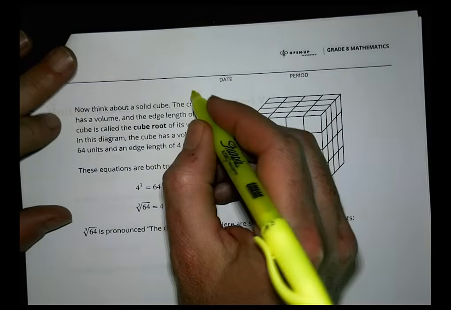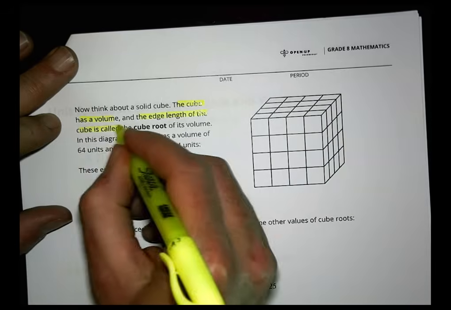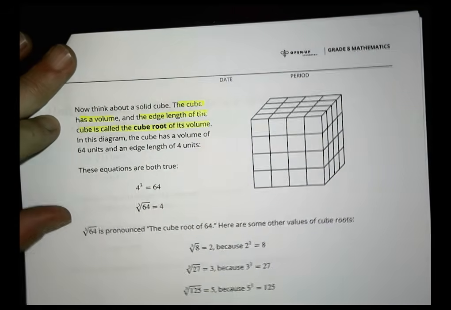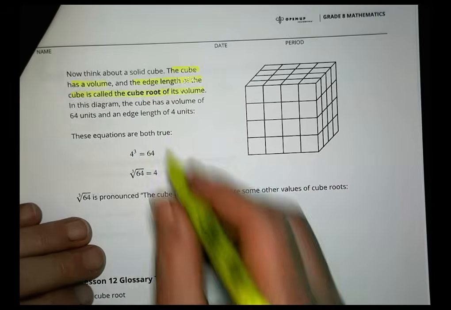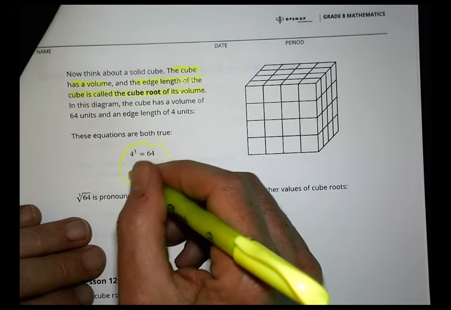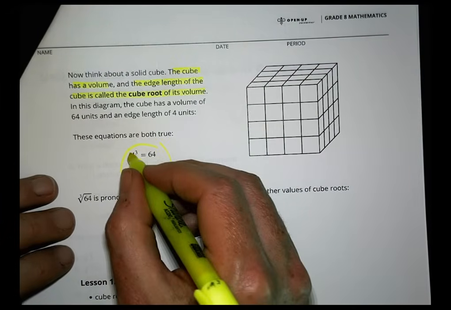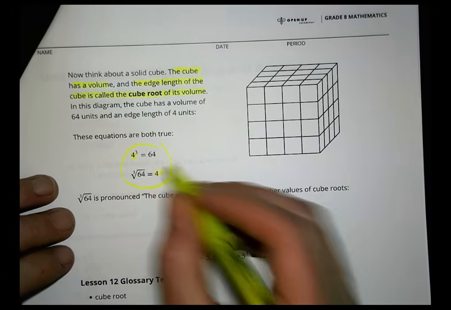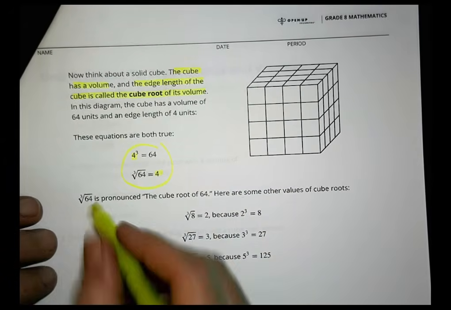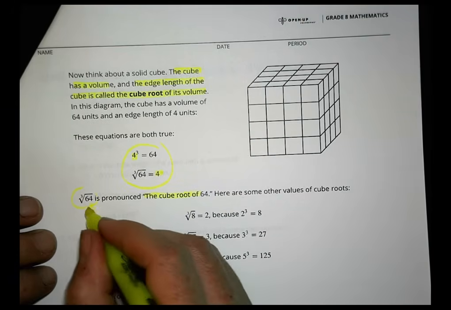And just the same way, when we think about a solid cube, the cube has a volume, and the edge length of the cube is called the cube root of its volume. And that's what we see here. 4 cubed is 64, and going the opposite direction, the cube root of 64 gets you back to the 4 value here. So there's my 4, and there's my 4. Okay, this whole thing here is pronounced the cube root of, in this case, 64.